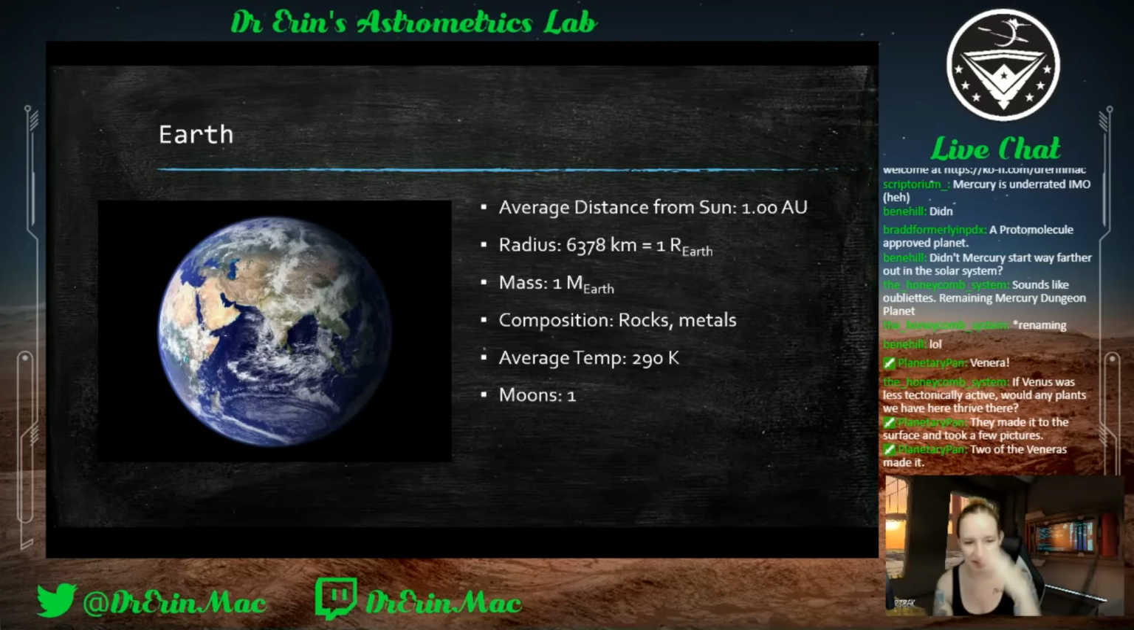So obviously we're scaling everything based on Earth. So it's 1 AU from the sun, because that's how we define an astronomical unit. It's 1 radius of Earth, because it's Earth. It's 1 mass of Earth, because it's Earth. And the average temperature is 290 Kelvin. And it has 1 moon, as we know.